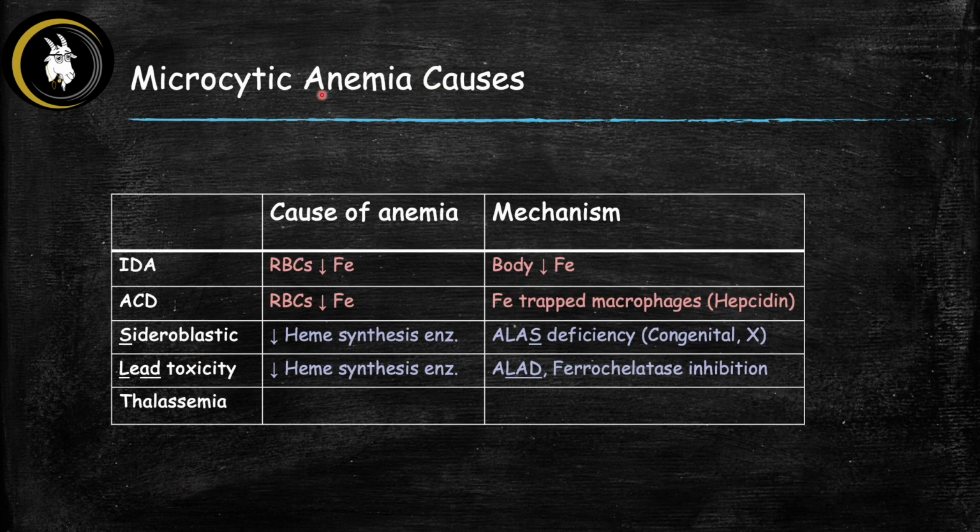Okay, so before we move on to our final cause of microcytic anemia, which is going to be the thalassemias, let's recap sideroblastic and lead toxicity. In both of these, the problem is that there's a decrease in the activity of heme synthesis enzymes. In sideroblastic anemia, which we're considering as the congenital form, there's an X-linked ALAS deficiency, whereas in lead toxicity, the problem is inhibition of ALAD and ferrochelatase due to poisoning by excess lead.